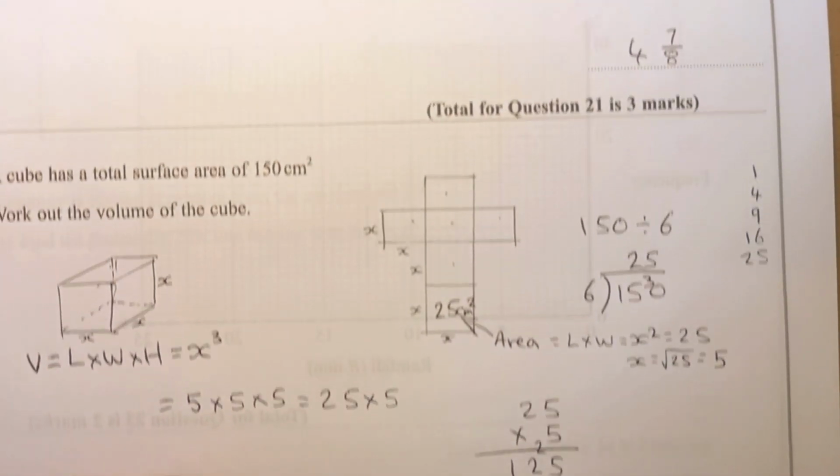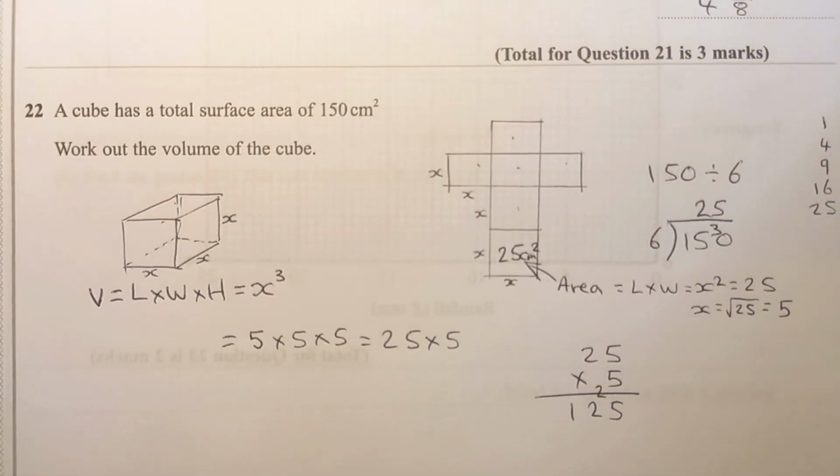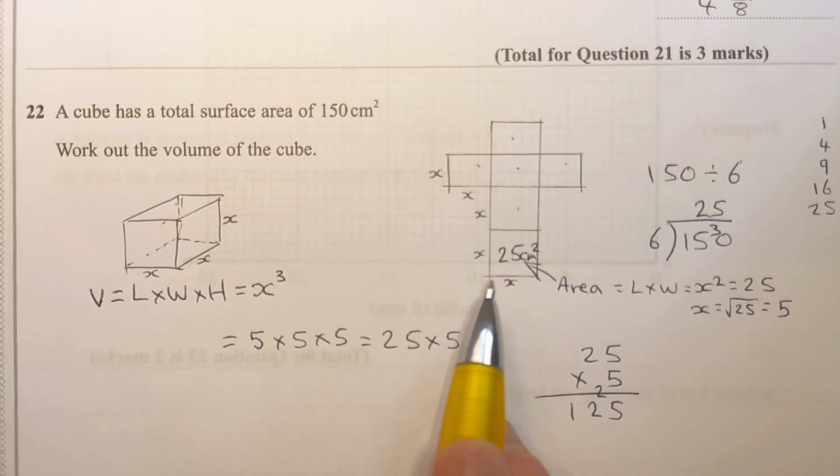And so you get this question quite often, and they can ask it the other way round, so they could give you the volume and ask you to work out the surface area. And what you need to do is work out what one length is first, and then you can take it from there.